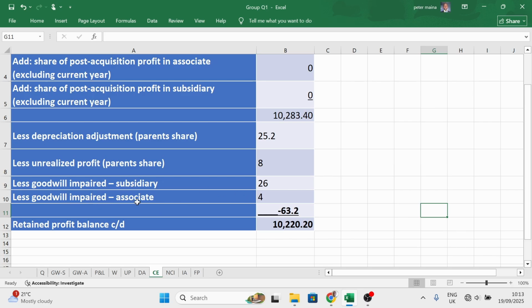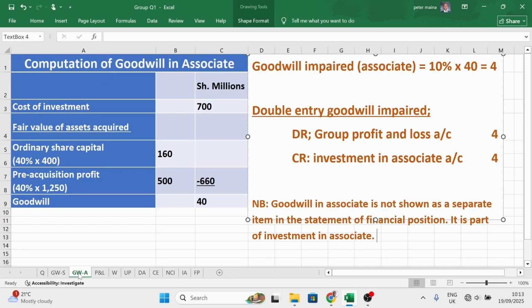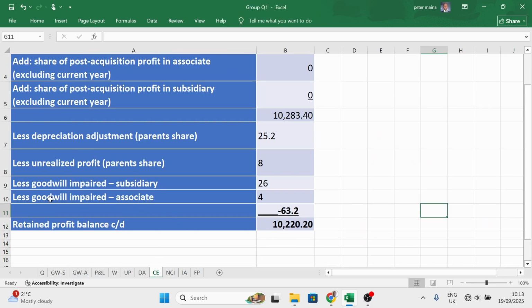Then goodwill impaired in associate. We go back to the place where we calculated the goodwill in associate. So the goodwill was 40. The goodwill impaired was 10% of 40, which was 4. So we said we were supposed to debit group profit and loss with 4. And that is what we are doing in the statement of change in equity. We are deducting the goodwill impaired in associate, which is 4.